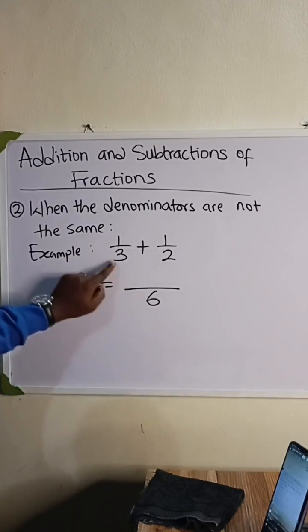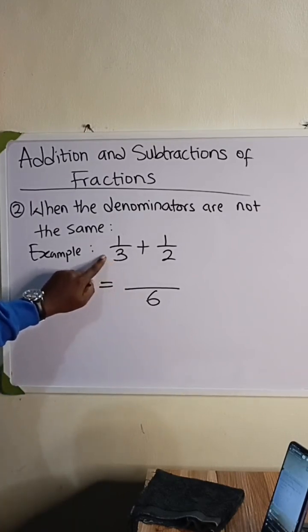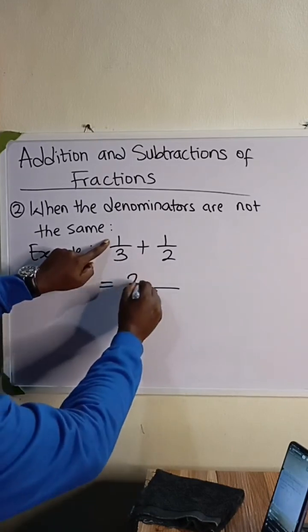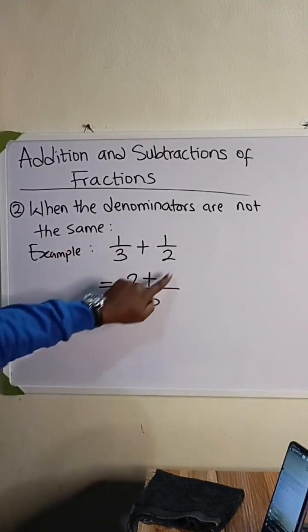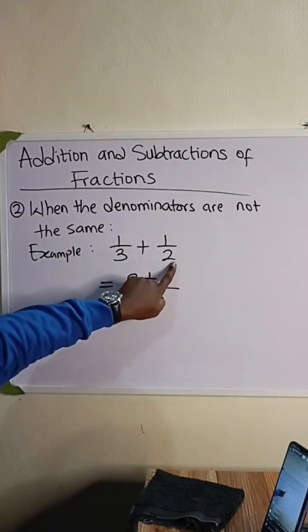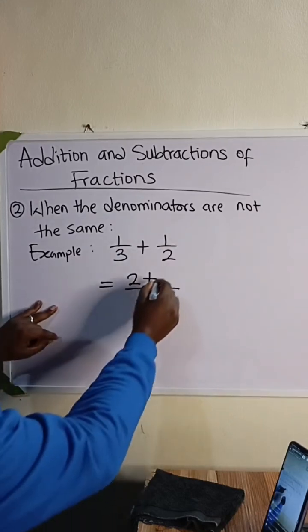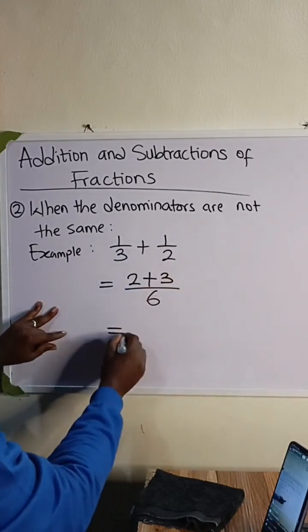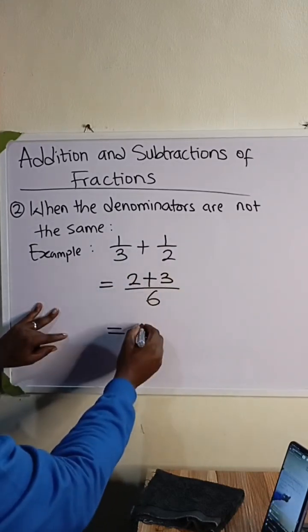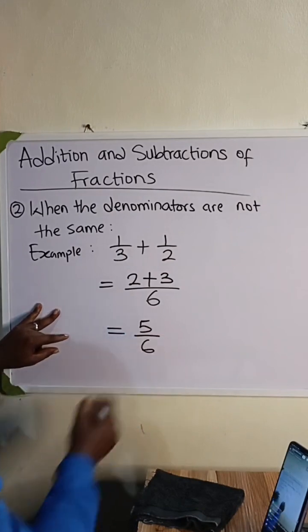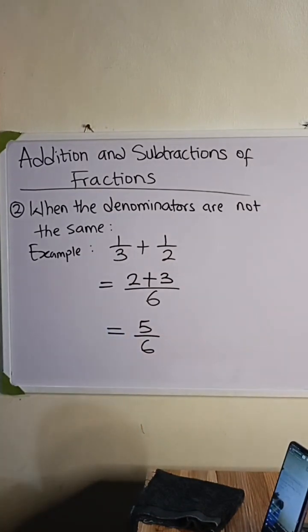So you do 6 divided by 3 gives you 2. 2 times 1 gives you 2. Plus 6 divided by 2 gives you 3. 3 times 1 gives you 3. So this will be 2 plus 3 gives you 5 all over 6. And that becomes your answer.